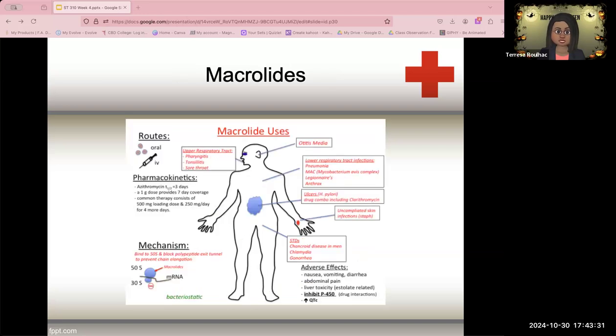We also have macrolides. Now, these are a class of antibiotics renowned for their effectiveness against a variety of bacterial infections, particularly those caused by gram-positive organisms. They can do some work on some gram-negative as well. Now, these are only partially metabolized in the body, which means that a significant proportion of the drug remains unchanged and then is going to be excreted through the bile.